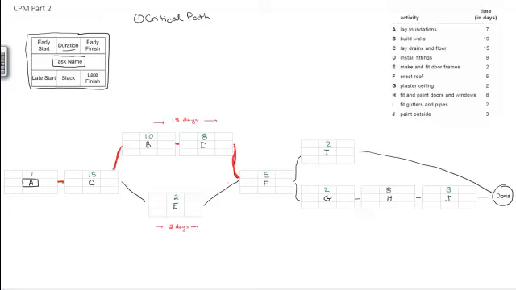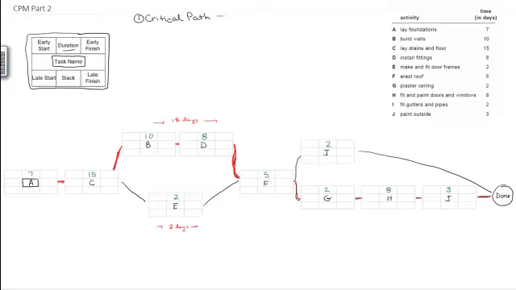I can do the same thing once I get through F. I've got two tracks. I've got to fit the gutters and pipes, which is going to take me 2 days, and at the same time I have to plaster the ceiling, fit and paint the doors and windows, and paint the outside. The top one takes me 2 days. The bottom one takes me a total of 13. So these are on my critical path. These are the ones that cannot be delayed or the whole project will be delayed.